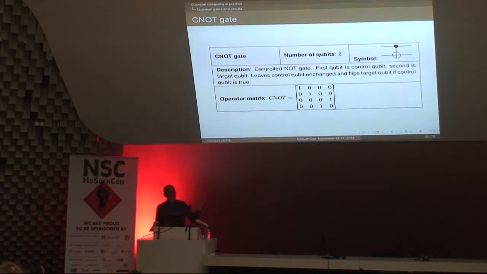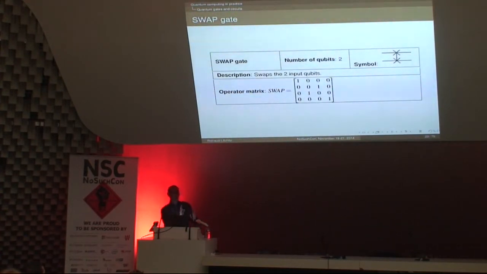Another useful gate, and probably the second or third most useful, is the CNOT gate. The CNOT gate is a controlled NOT gate, that is to say, a test and a NOT. It takes two qubits as input, and if the first qubit is true, it will negate the second one, and only in this case. So the matrix is a 4x4 one.